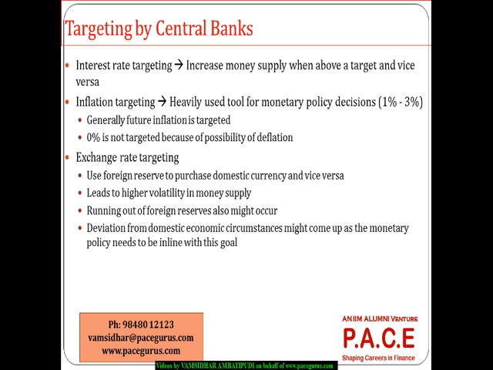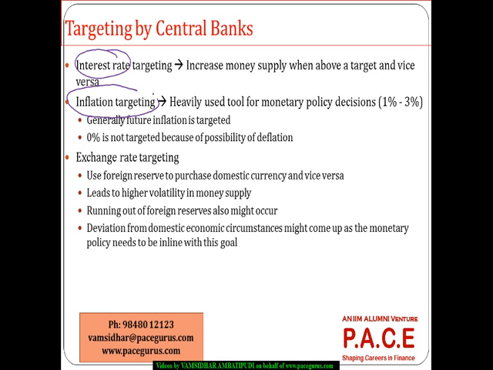And in general, as a part of monetary policy, the central banks target either the interest rate, so they want to keep the interest rate in a specific range. If it has gone above the target, they increase the money supply. If it has gone below the target, they decrease the money supply. A very straightforward way, as a part of the interest rate targeting mechanism.